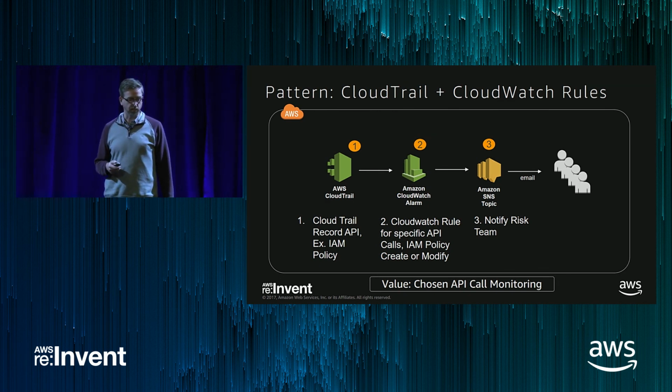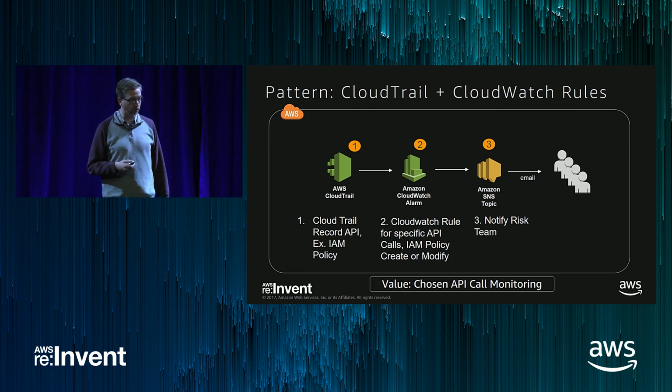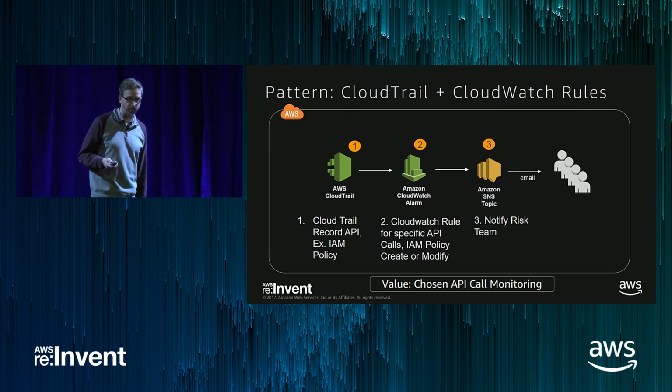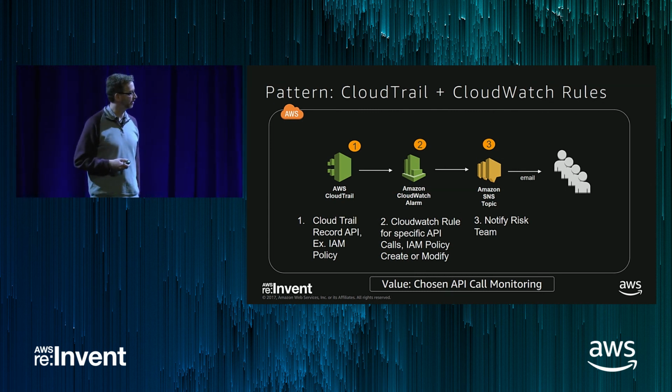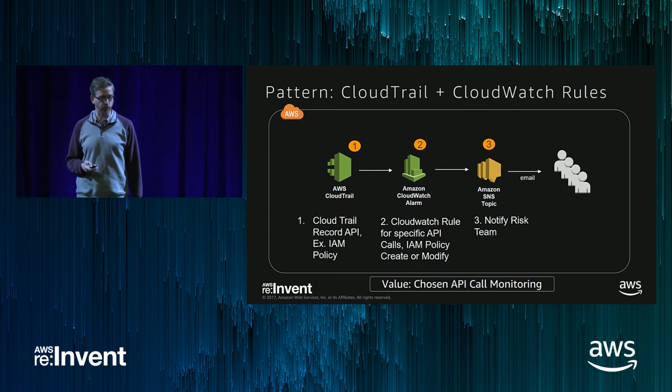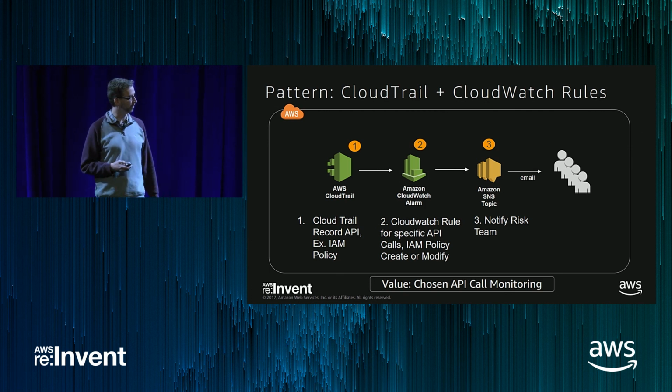We can look at changes that might be done to our network gateways, our NACLs, route tables, and any other changes that we want to monitor. We could monitor security groups. We have some very specific security groups that we monitor in our VPC.